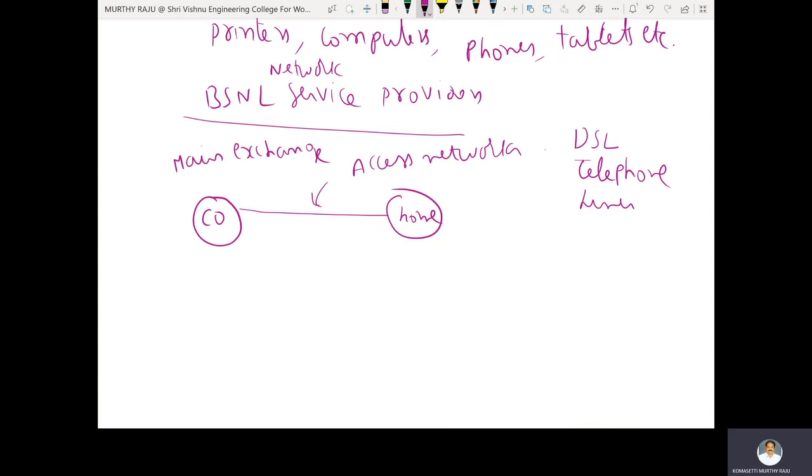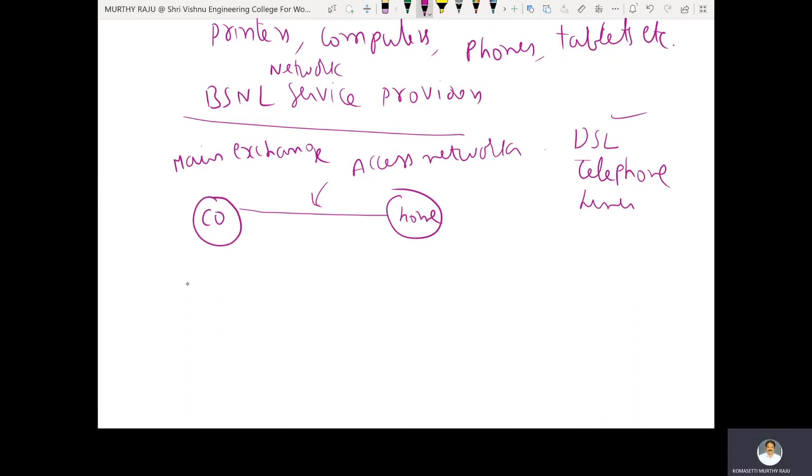In DSL, you are able to use the internet and make phone calls simultaneously. A DSL modem uses the telephone lines to exchange data with the digital subscriber line access multiplexers. DSL provides connectivity between the central office and your home using telephone lines, which can carry both data and voice information simultaneously. This is one of the access network technologies.